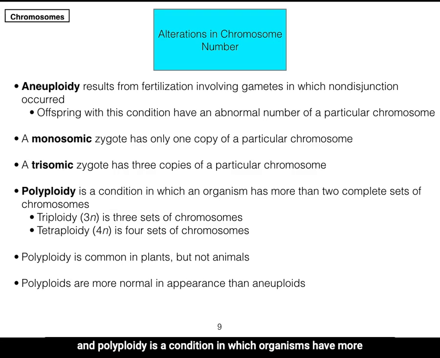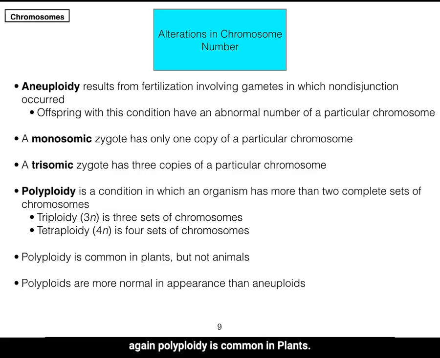And polyploidy is a condition in which organisms have more than 2 complete sets of chromosomes. Triploidy is known as 3 sets of chromosomes, and tetraploidy is known as 4 sets of chromosomes. So triploidy is a certain type of polyploidy, and it results in a 3n number of chromosomes. Tetraploidy, again, a certain type of polyploidy, results in a 4n set of chromosomes.